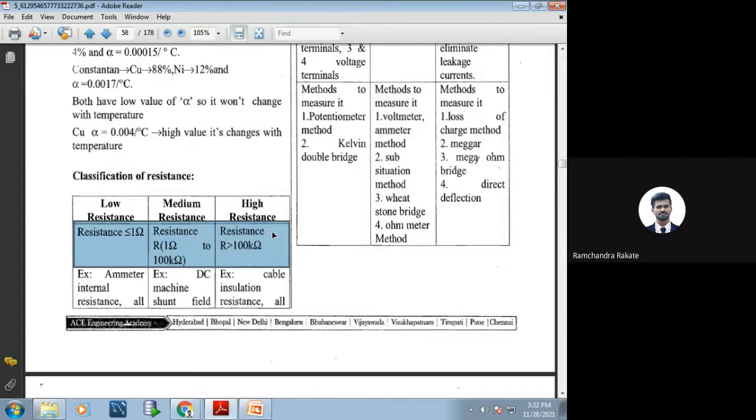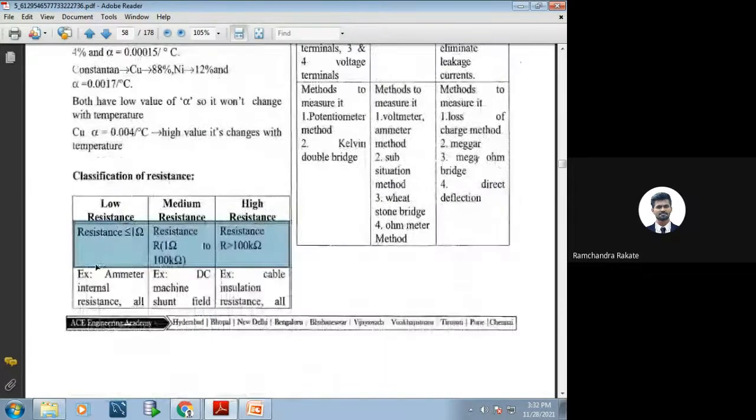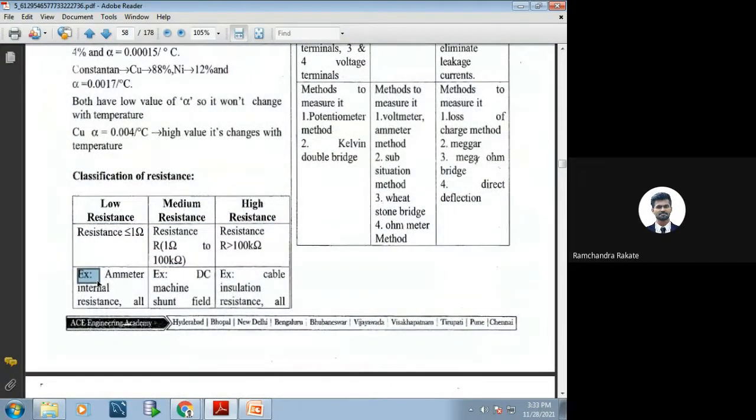Now, what we are seeing is that when we have a low, medium, or high value of resistance, accordingly the applications are there, and accordingly we use them for a particular application. If you want to measure earth resistance, we know the resistance should be very low, so this type of measurement belongs to low resistance. In reverse, if you want to measure the insulation resistance of a cable, definitely we need an insulation tester, a megger, which deals with a high value of resistance, correct? So depending on the application, we have classified resistance as low, medium, and high resistance, correct?